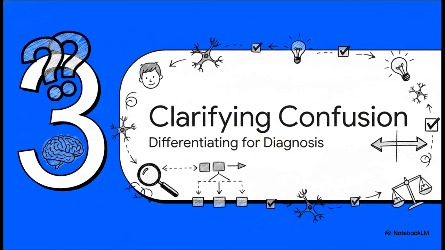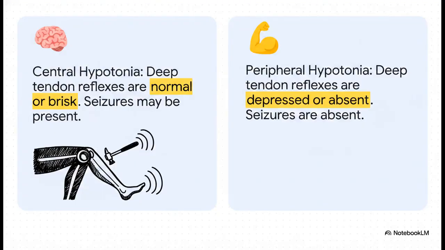Okay, let's take a minute to clear up some common points of confusion. I promise you, getting these differentiations right is absolutely critical for your exams. Let's go back to our floppy infant. How in the world do we tell if the problem is central or peripheral? Well, you look at the deep tendon reflexes. In central hypotonia, the reflexes are often totally normal or even brisk. But in peripheral hypotonia, where the motor unit itself is affected, those reflexes will be depressed or completely absent. That is your single most important clinical sign.